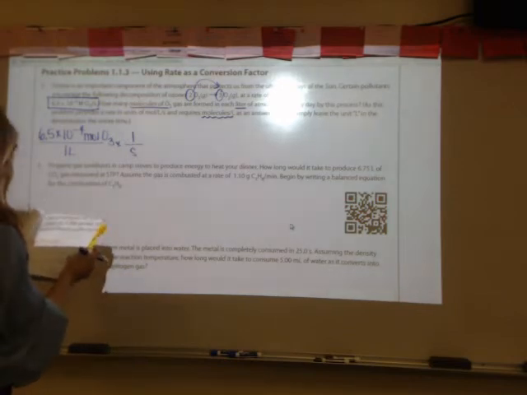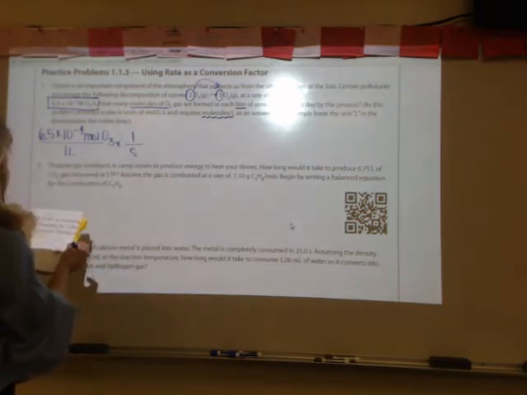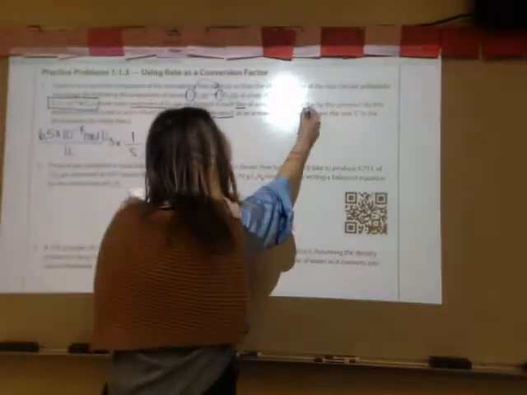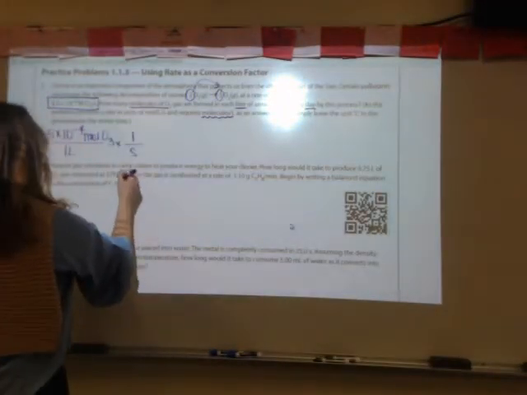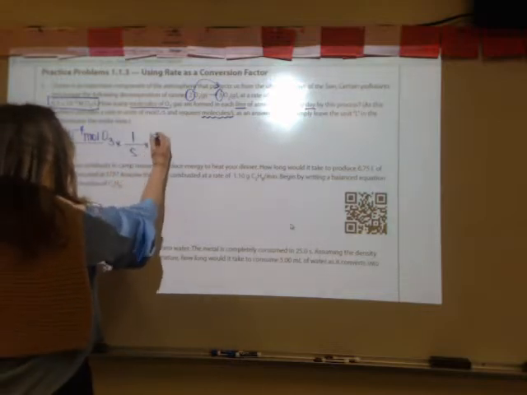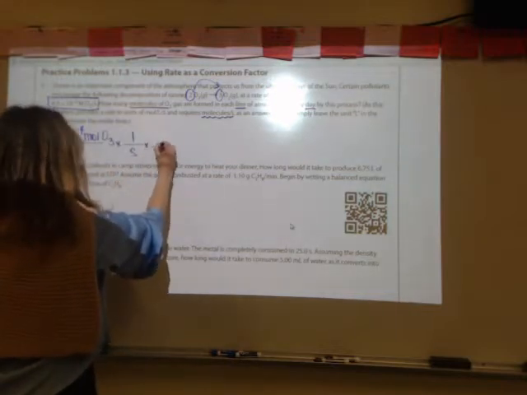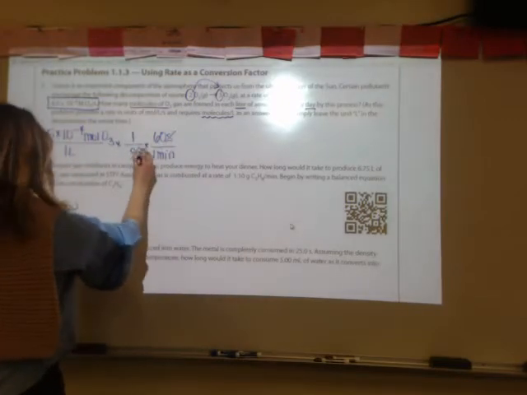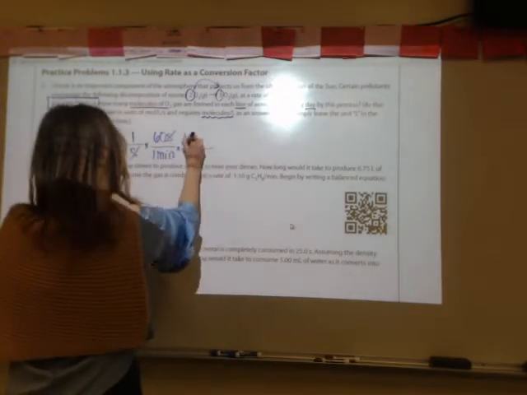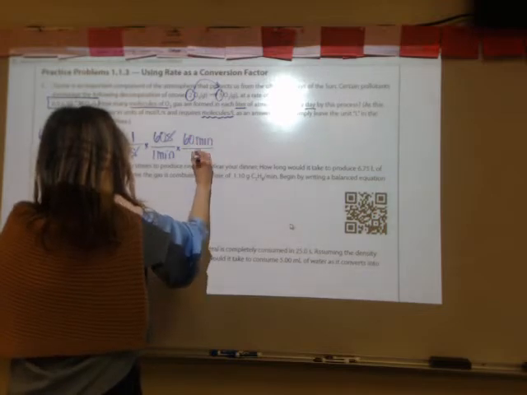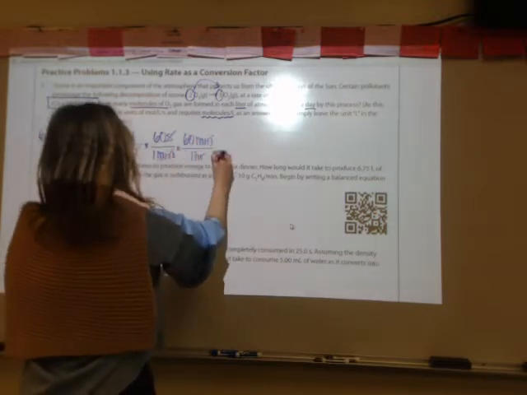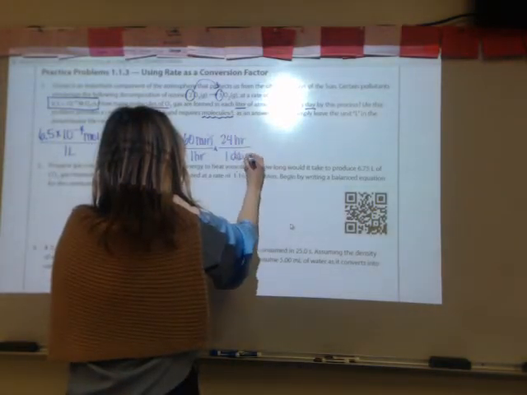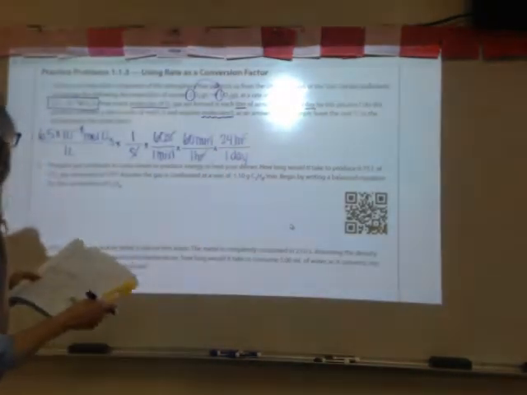And then we're also going to be converting our seconds into days because they want every day. So let's go ahead and convert the seconds for now. We've got 60 seconds in a minute. So this is gone. And then you can convert your 60 minutes to an hour. And then you can convert your 24 hours to a day. So we've got that done.